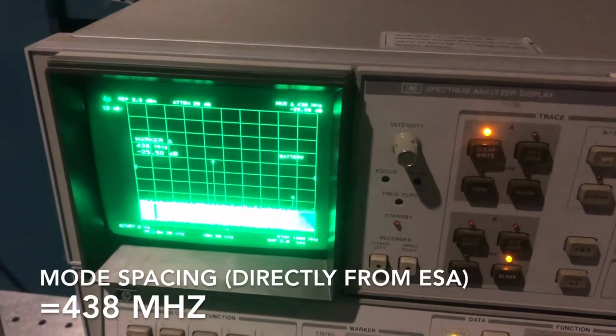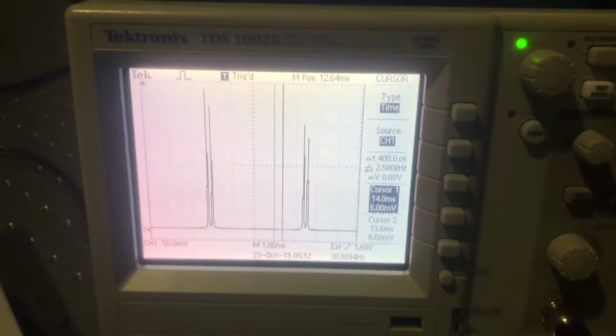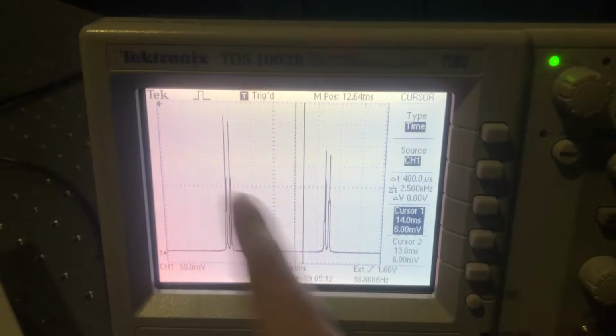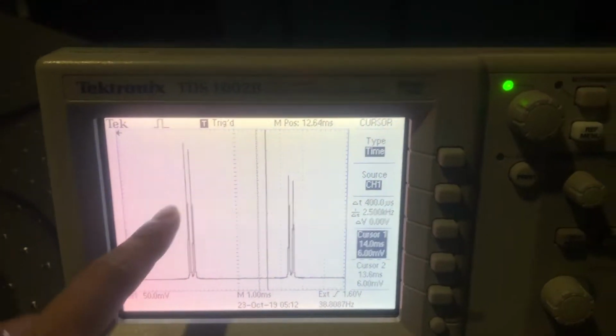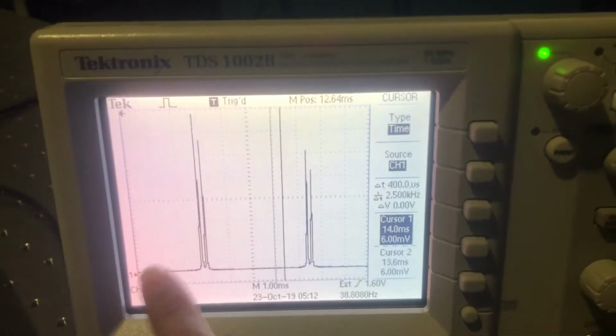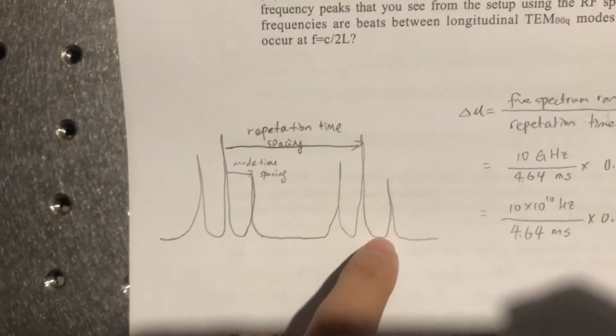This is what we got from the electrical spectrum analyzer. Then we use the Fabry-Perot to measure the spacing between the modes, and here from the oscilloscope we can see 2 peaks, and they represent different modes. They are periodically repeating. Here is a little drawing which represents what we have from the oscilloscope.